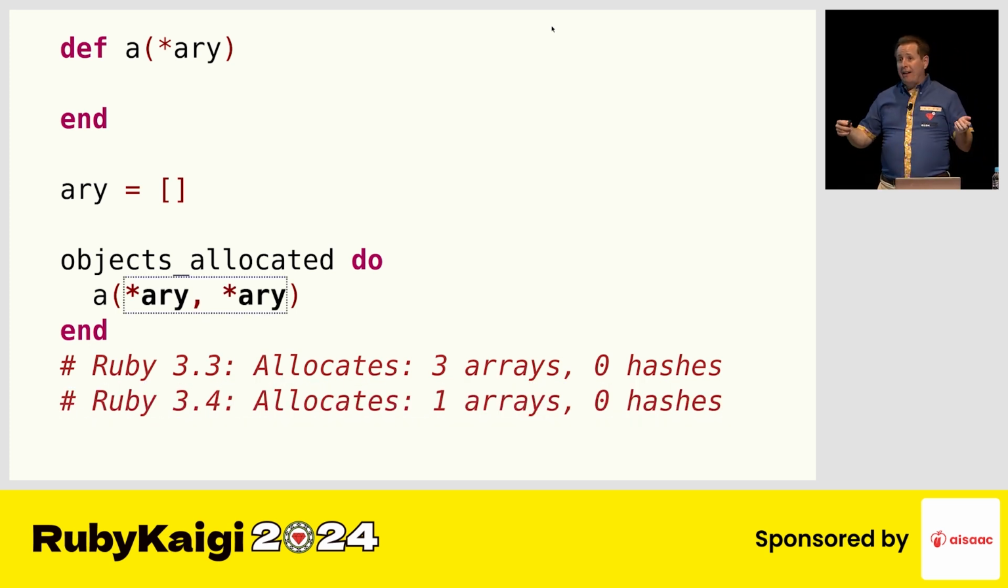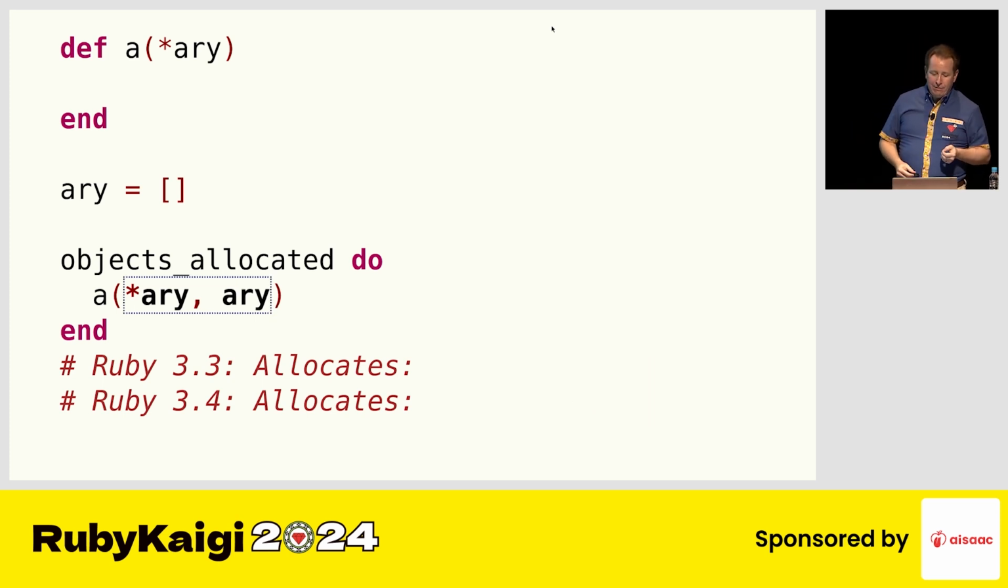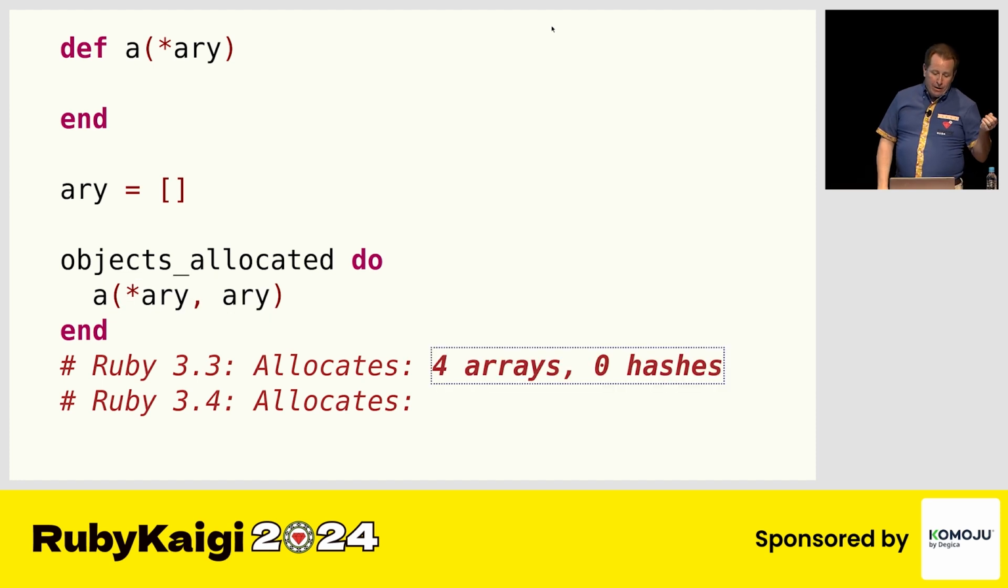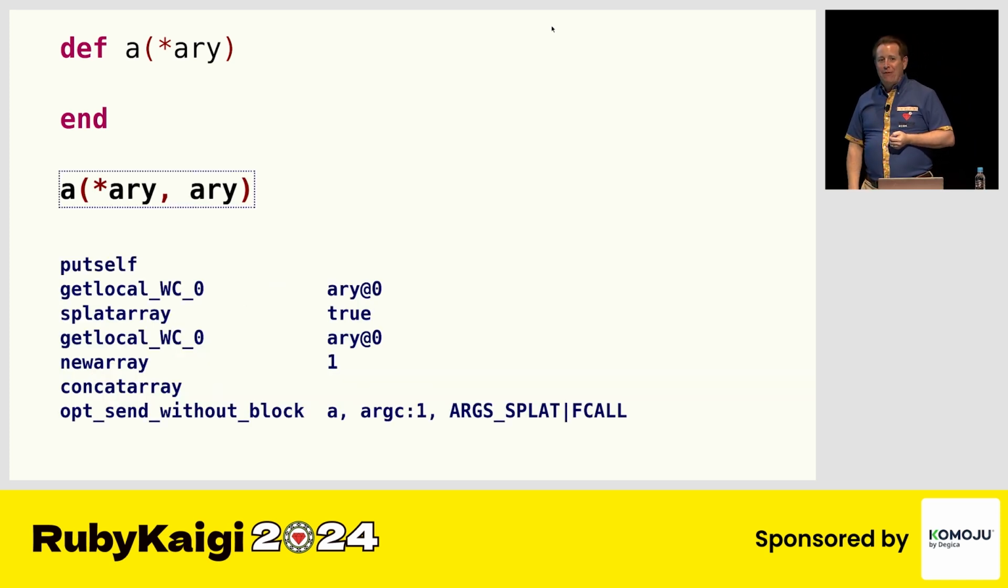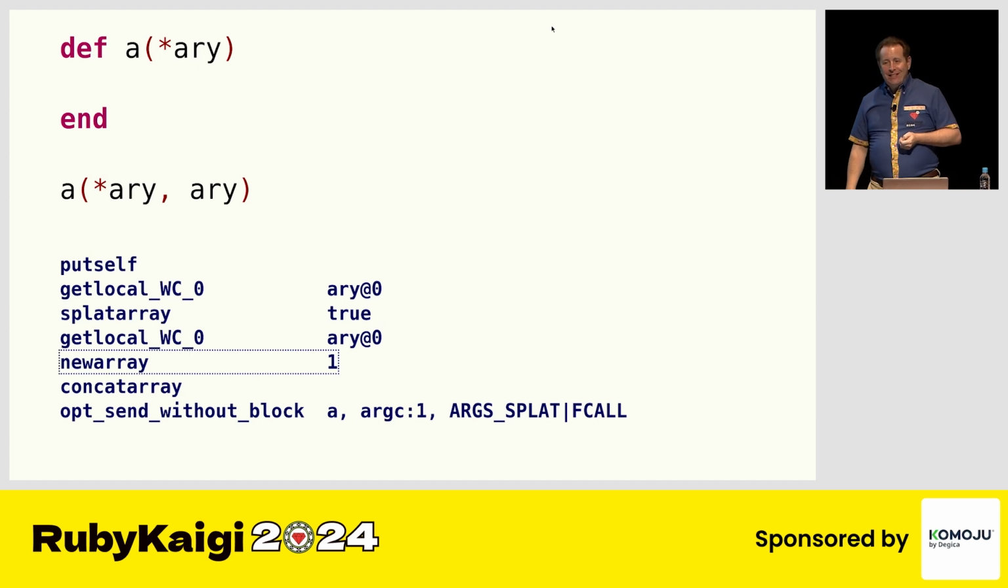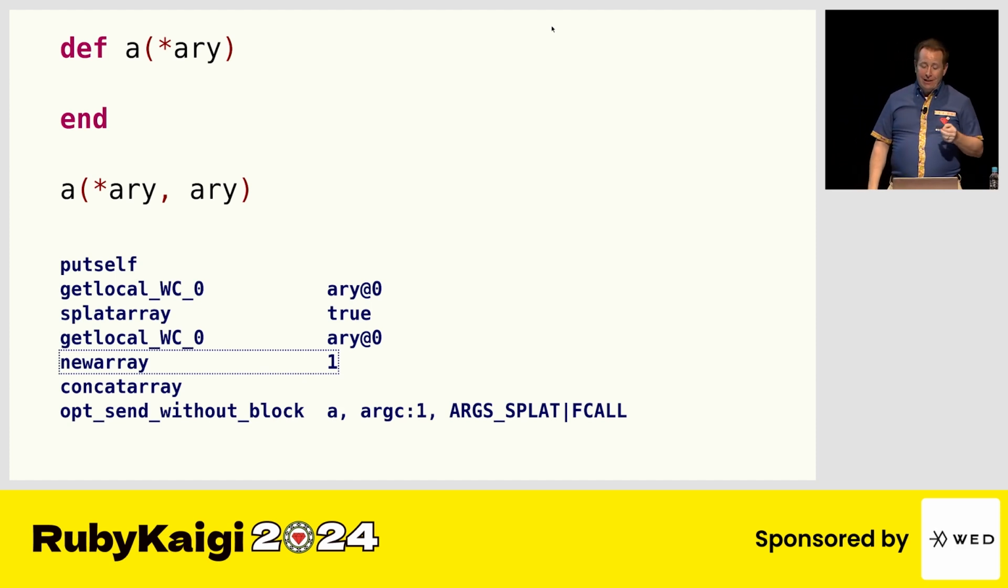So now that the multiple splat case was optimized, I moved on to the next case, which is where a positional argument follows a positional splat. Surprisingly, this allocates more arrays than the multiple splat case in Ruby 3.3, with 4 array allocations. And here are the instructions generated for this method call. If you notice, these are exactly the same instructions that are used in the multiple splat case, except for this new array instruction. So the reason for this instruction is that Ruby did not have a virtual machine instruction for pushing an object onto an array.